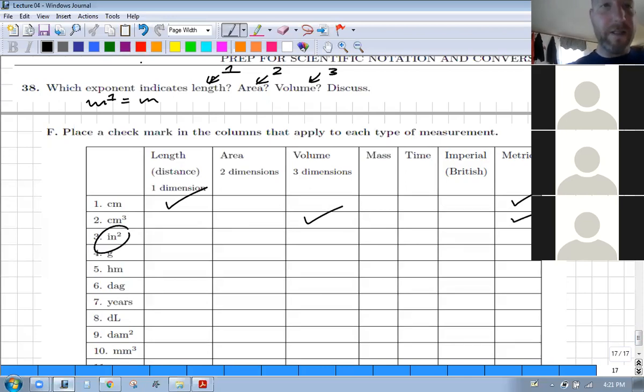Inches is the length of the thumb, and so inches squared is an area, and that would be imperial, British. It's not based in metric.